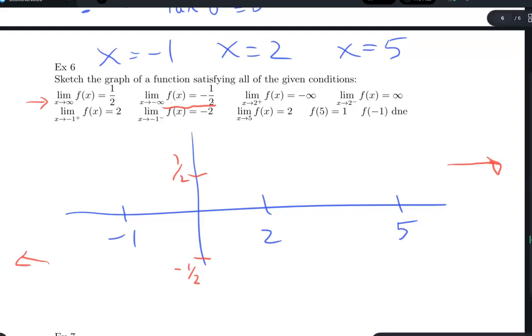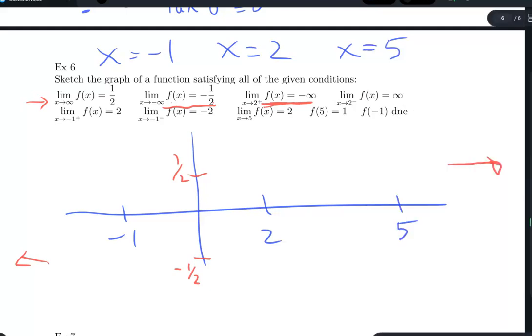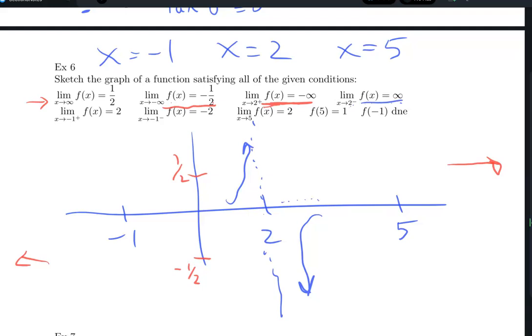So let's look at this one. Go towards 2 from the positive side, this way, you're going to negative infinity. Go towards 2 from the negative side, you're going up to infinity. So there must be a vertical asymptote there. So we got those two done.